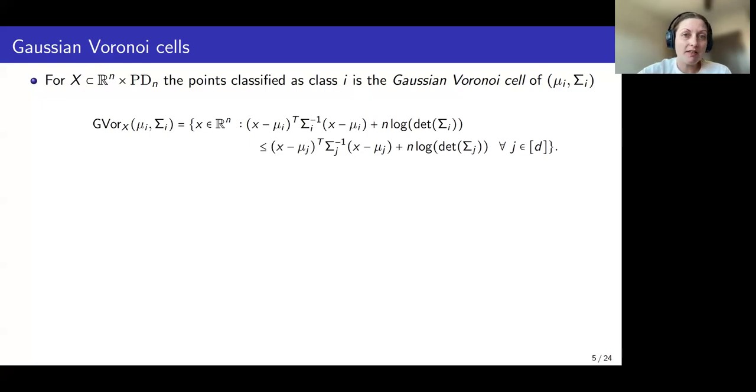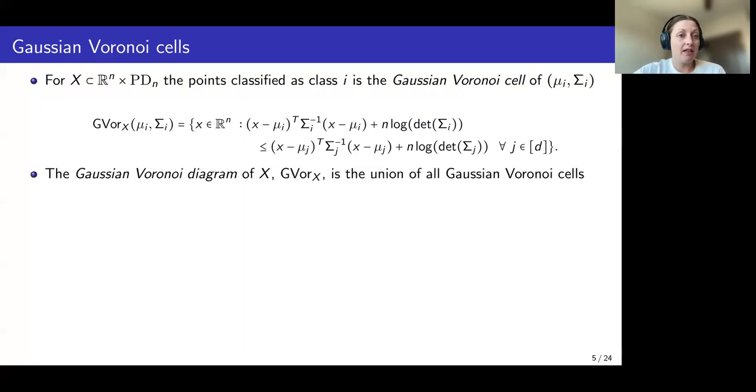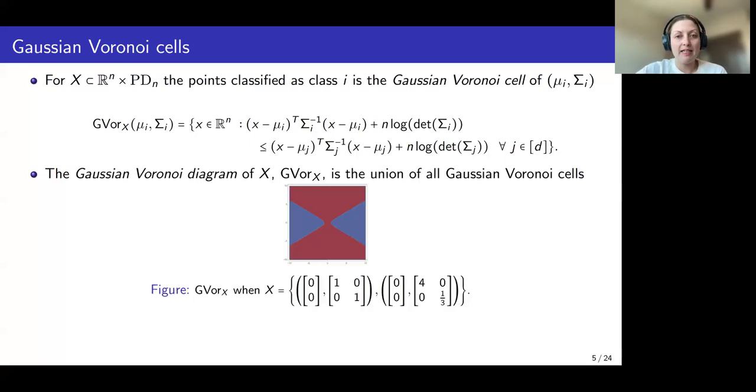By taking logs and then doing some basic algebra, we can get this nice semi-algebraic description of the ith Gaussian Voronoi cell. Okay. The Voronoi diagram of X is then going to be the union of all of these Voronoi cells. Okay, so here's just a little example.